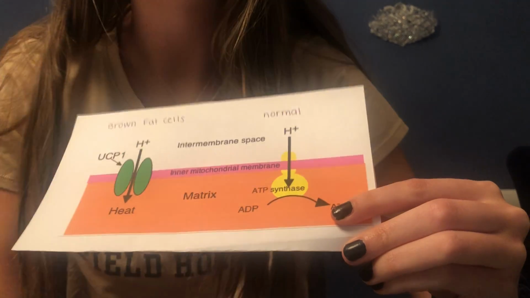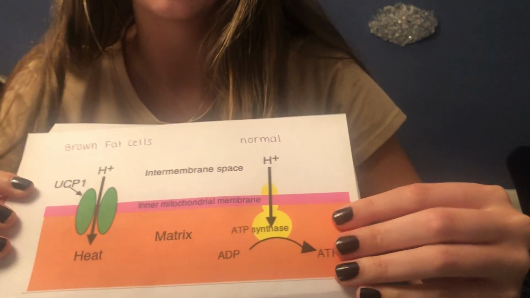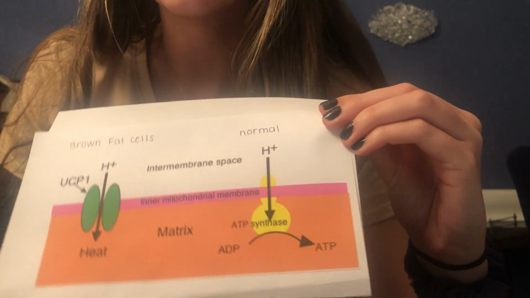Hi everyone! So today we're going to be explaining how specialized carrier proteins in the inner mitochondrial membrane of brown fat cells allow those cells to oxidize fats to produce heat.